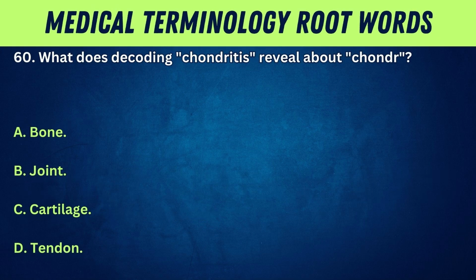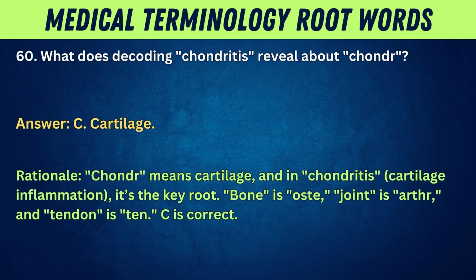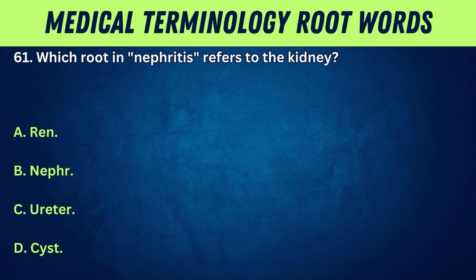60. What does decoding chondritis reveal about chondr? A. Bone. B. Joint. C. Cartilage. D. Tendon. Answer: C. Cartilage. Rationale: chondr means cartilage, and in chondritis, cartilage inflammation, it's the key root. Bone is ost, joint is arthr, and tendon is ten. C is correct.